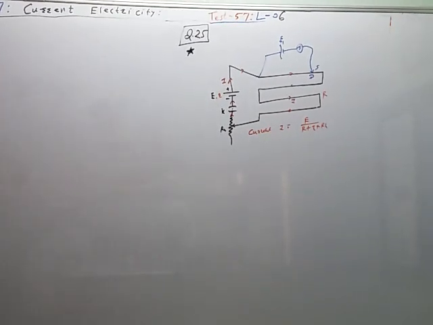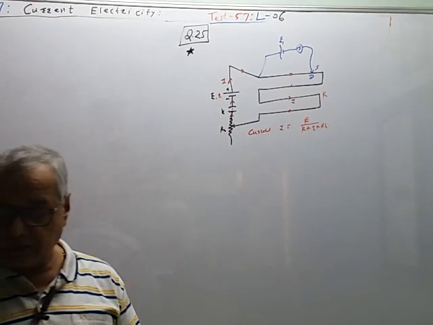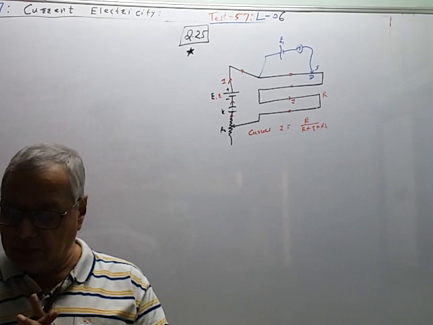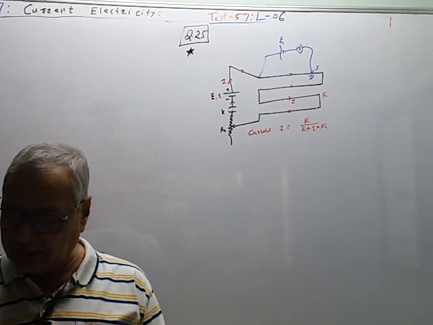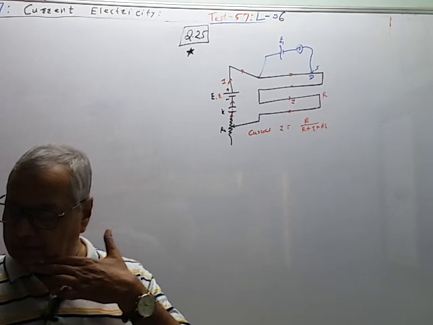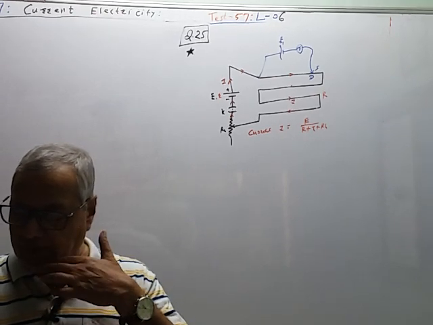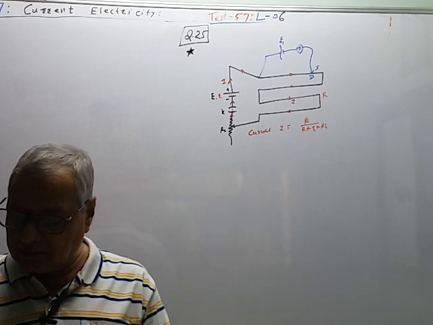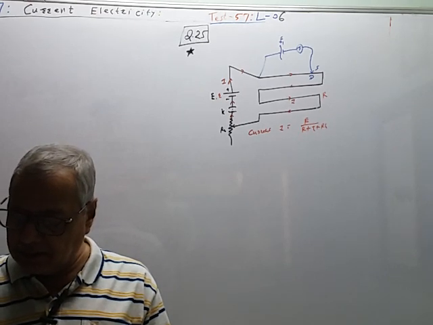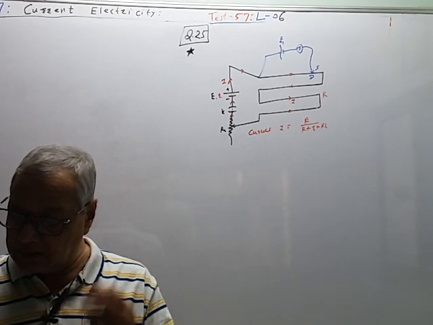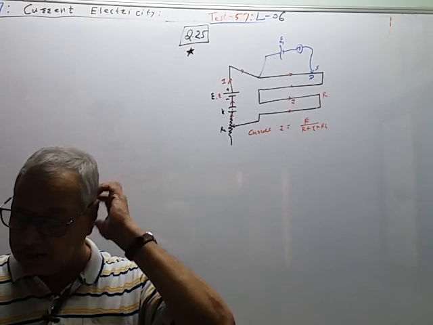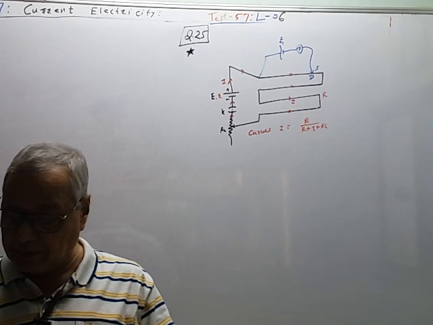Next, 25. It is again related to the theory of potentiometer. In a potentiometer, the null point is received at the 7th wire. If now we have to change the null point to the 9th wire, what should we do? Attach a resistance in series with the battery, increase the resistance in the main circuit, decrease the resistance in the main circuit, or decrease the applied EMF.